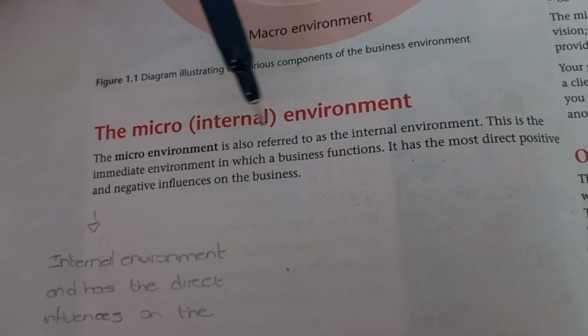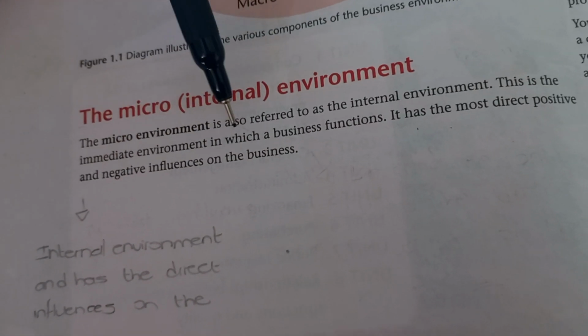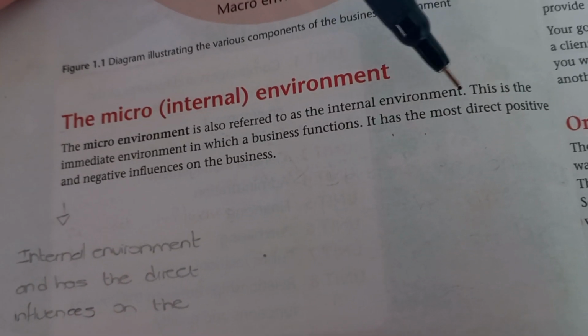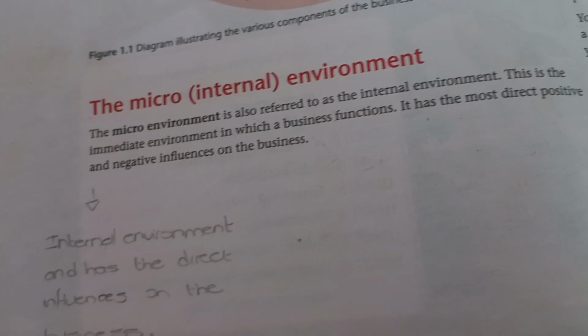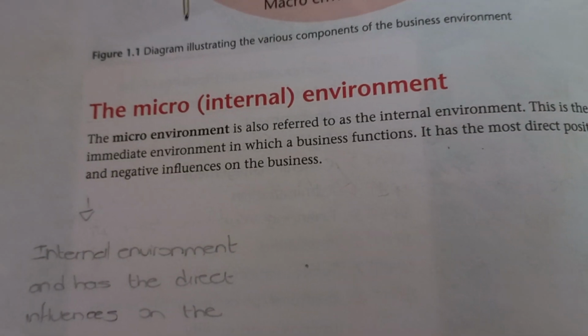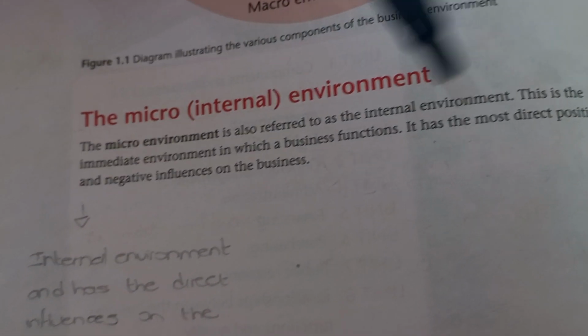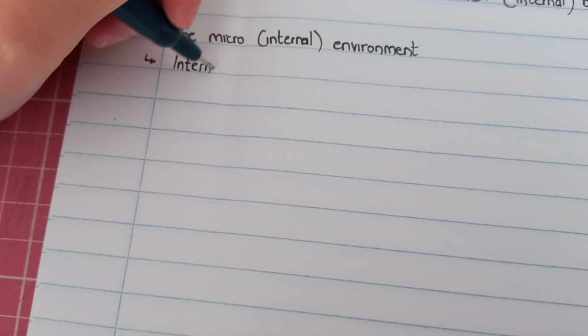So here it says the microenvironment is also referred to as the internal environment. This is the immediate environment in which a business functions. It has the most direct positive and negative influences on the business. So what you really want to do here is look for keywords that kind of describe it. So your first keyword is that the microenvironment is also referred to as the internal environment. So what you'll do is you'll write over here that it is the internal environment.